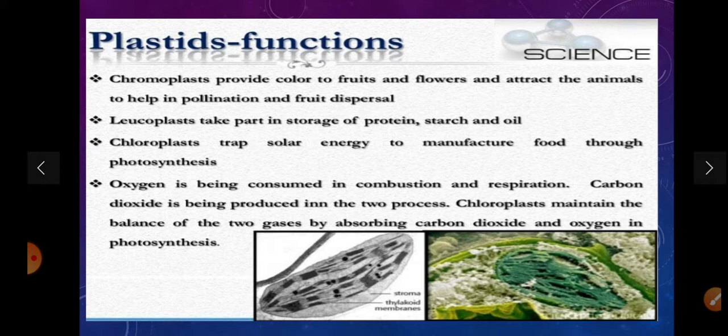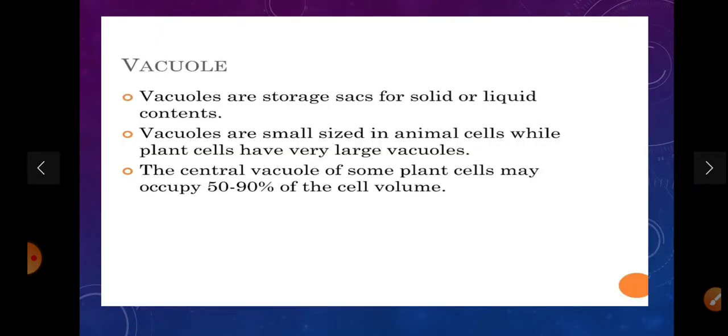Oxygen is consumed in combustion and respiration. Carbon dioxide is produced in the two processes. Chloroplasts maintain the balance of the two gases by absorbing carbon dioxide and releasing oxygen in photosynthesis.